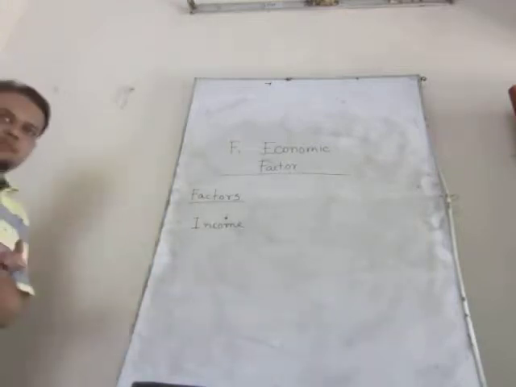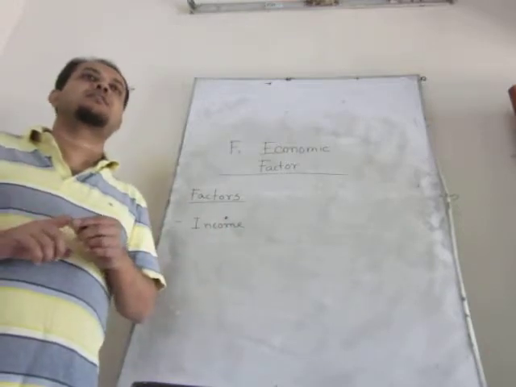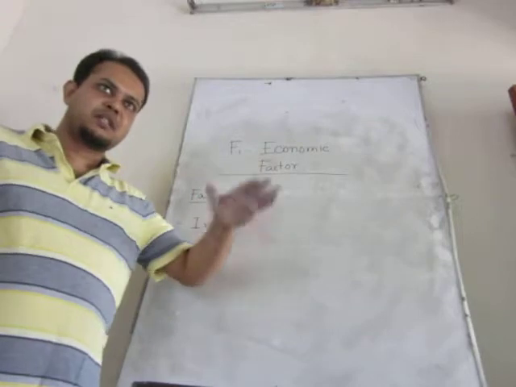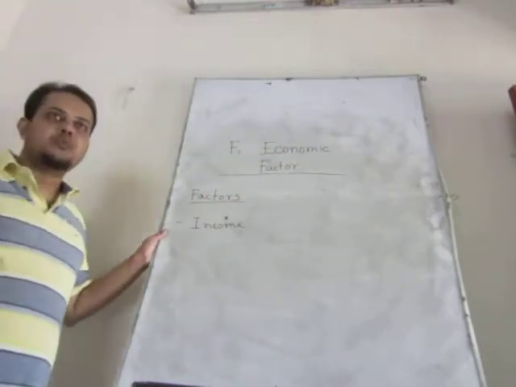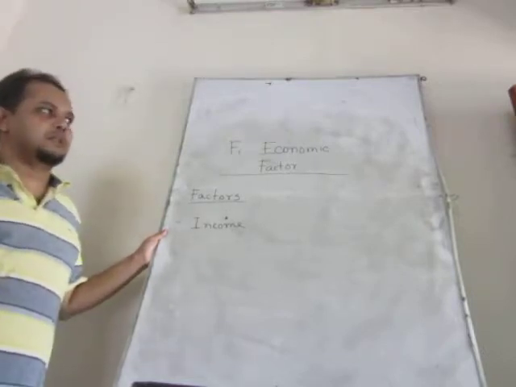If the income of a specific individual, or the income of the customer, or you can say consumer, changes, the income level changes, it will obviously affect the demand of a commodity. Just take an example.